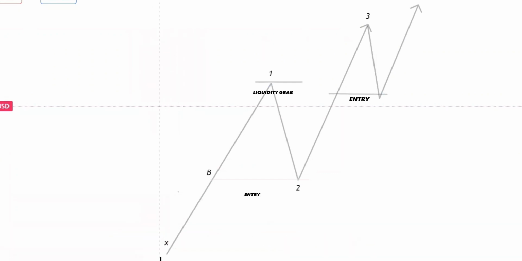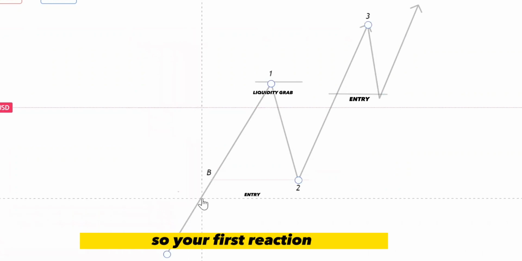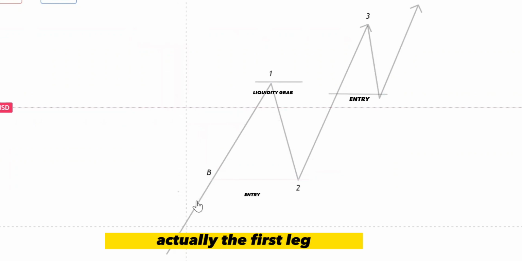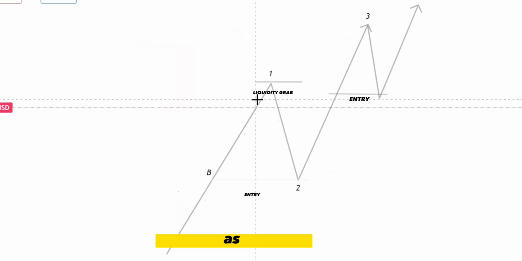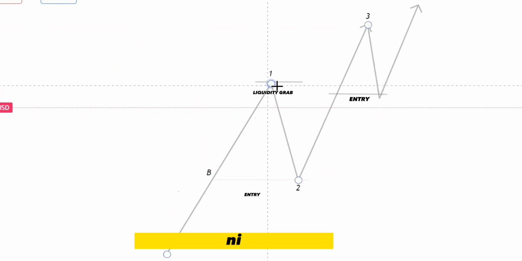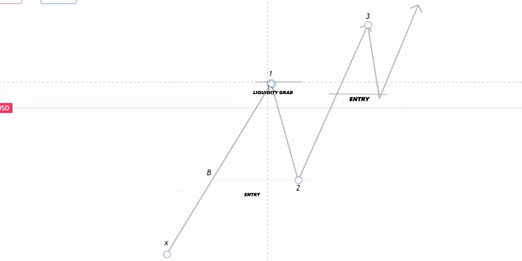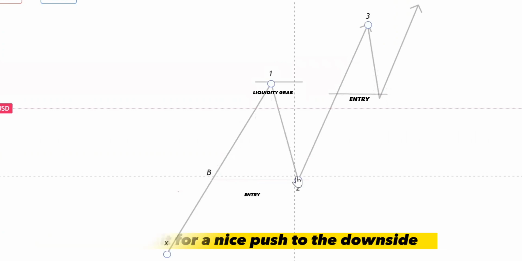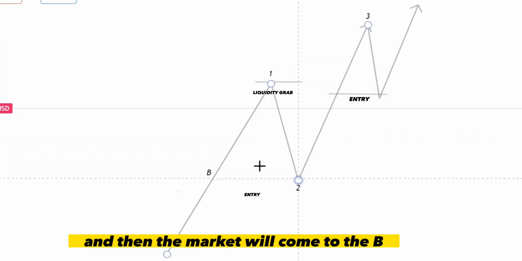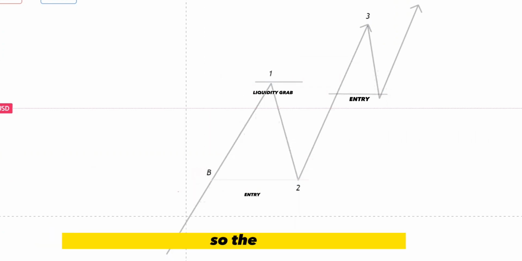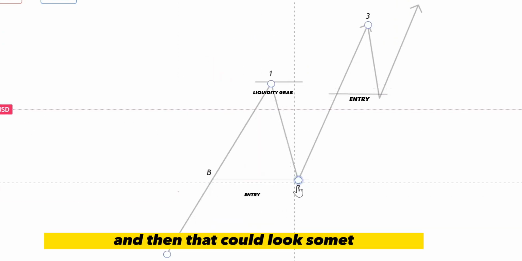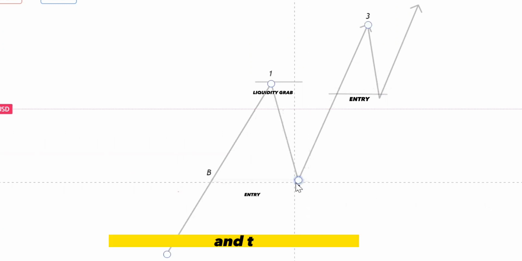That is not your interest now. We're looking at an uptrend. So your first reaction would be after the first leg is created. As soon as you see a nice push to the upside and that nice old high, you would wait for a nice push to the downside, and then the market will come to the B. So the leg is always open for retest, and that could look something like that, and then that would be number two.